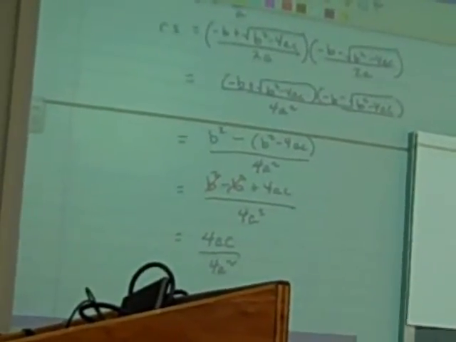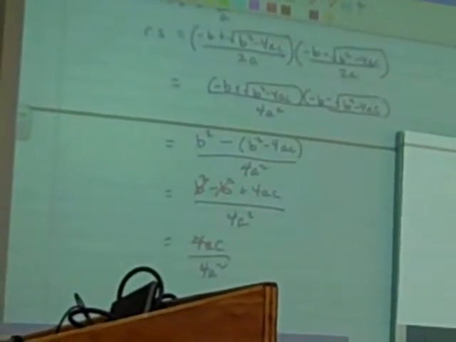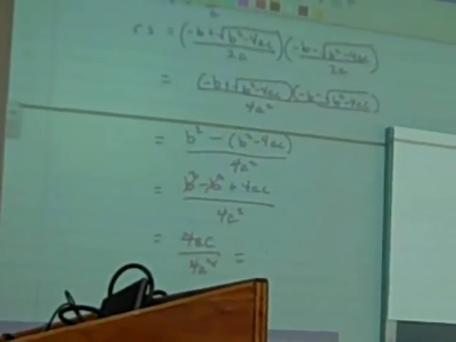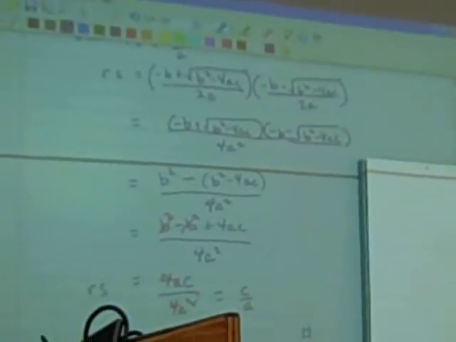What happens now? 4a cancels, the 4 cancels down here, one of the a's cancels down here. What am I left with? And that's exactly what I want to show, that R times S is C over A. 20 points. Boom. Done. Alright? 20 points.